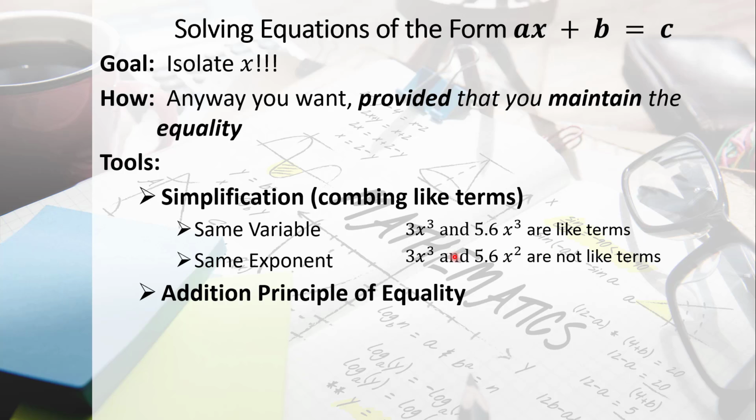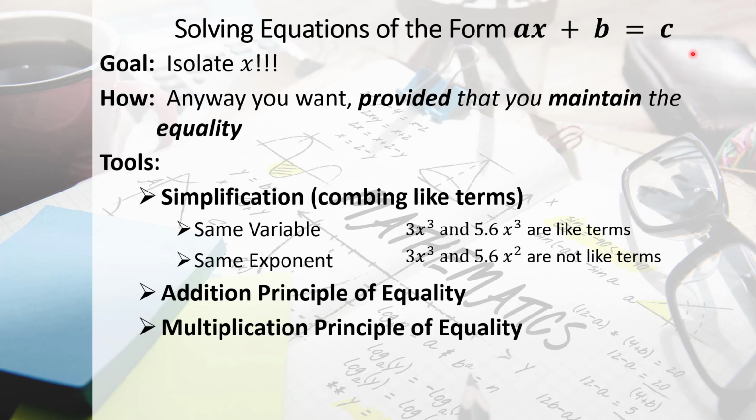Okay, then we have the addition principle of equality. And the addition principle of equality is the tool that we can use to move terms from one side of the equation to the other. For example, this is a term, and that is a term, and that is a term. We could use the addition principle of equality to move that b over here. And how can we do that? Hey, we subtract b here, it goes away. Remember, we had to do the exact same thing on the other side. We subtract b here. And then the other tool is the multiplication principle of equality, which we would use to move the a to the other side.